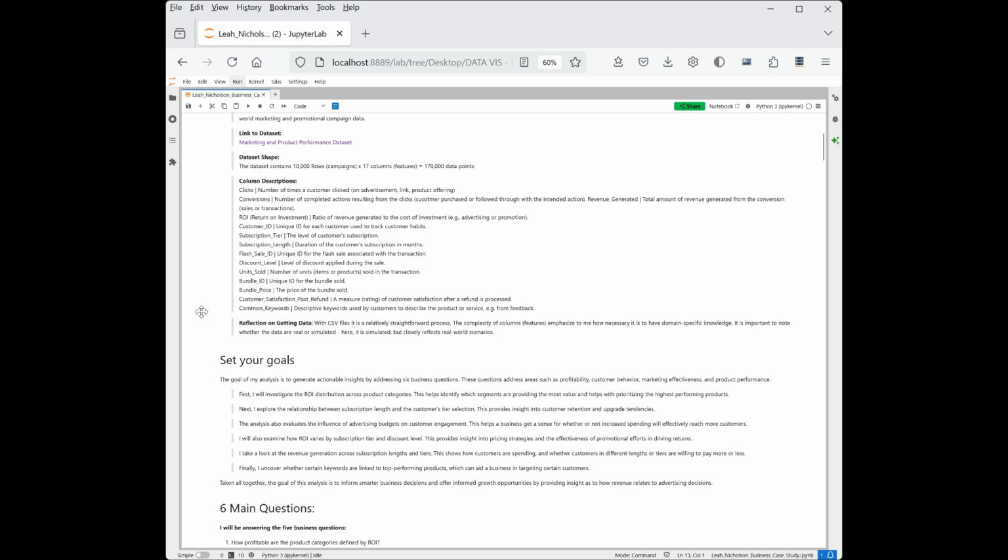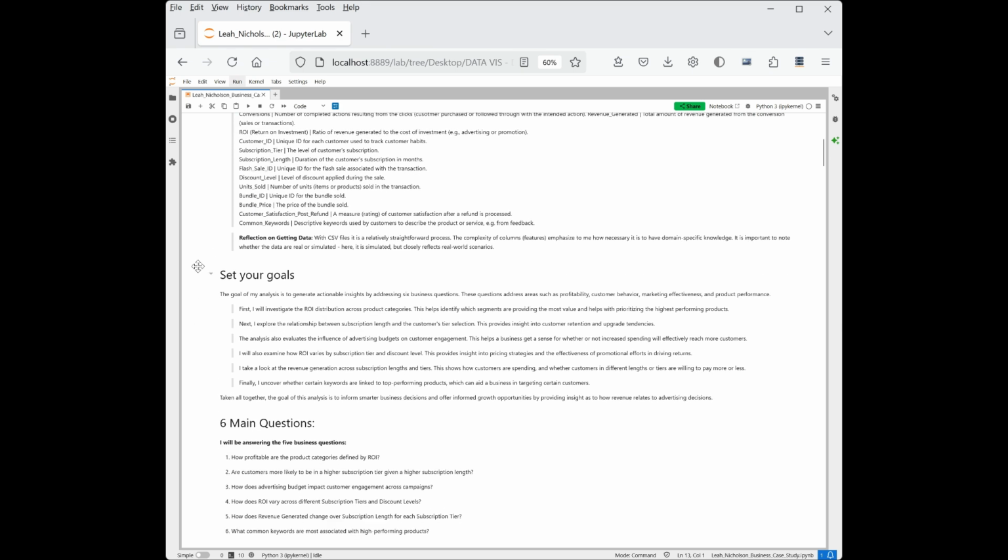and so forth. When I was getting data for this project, I initially had a hard time telling the difference between simulated and real data, and sometimes it's not very obvious which is which, so you really have to do some digging when you're picking which data to use. Also, in my case, I used a CSV, which is a relatively straightforward process. The complexity of these columns really emphasized to me how necessary it is to have domain-specific knowledge in what you're working with. This can give you greater insight and provide a framework to work from when you're trying to figure out which way you want to display the data.